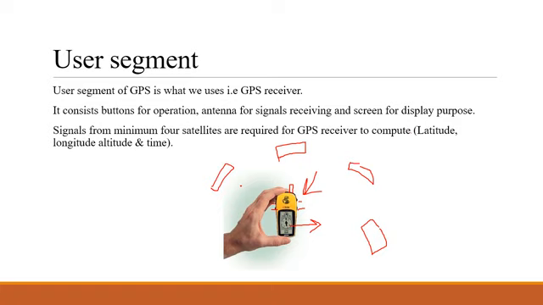So these are 3 segments. The first one was the space segment, the second was the control segment, and the third one is the user segment. So these are the GPS segments.